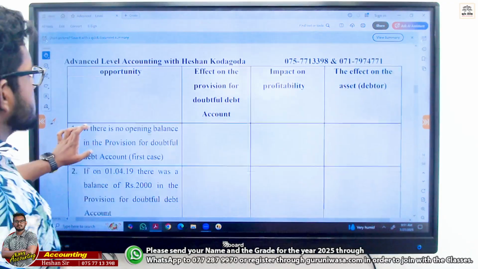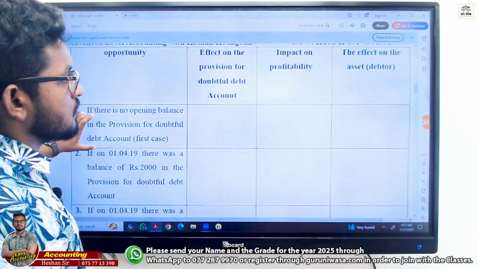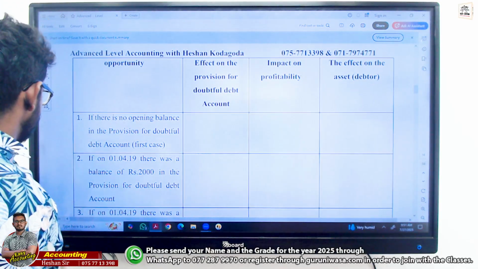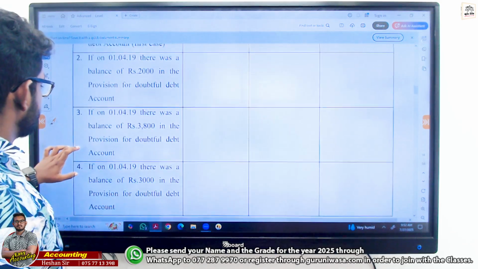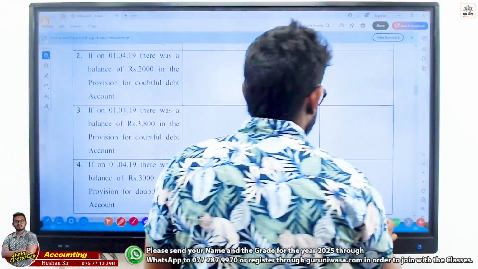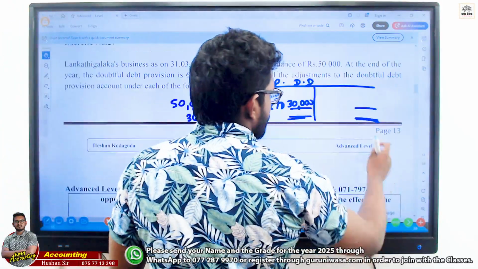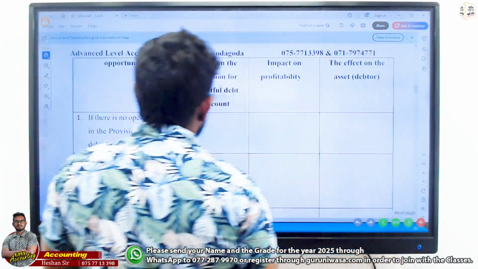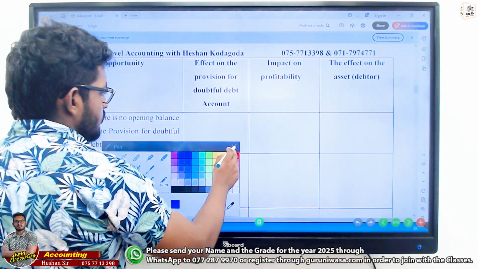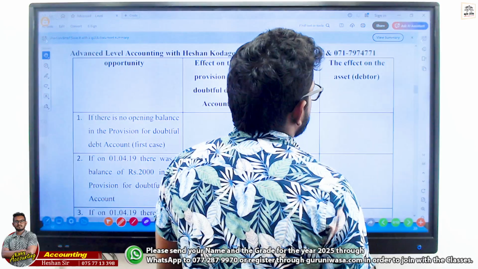Let's see. So you need to write it. Now in here, if there is no opening balance in the provision for doubtful debt account, which means no opening balance, then consider the effect on the provision for doubtful debt account, the impact on profitability, and the effect on the debtors.